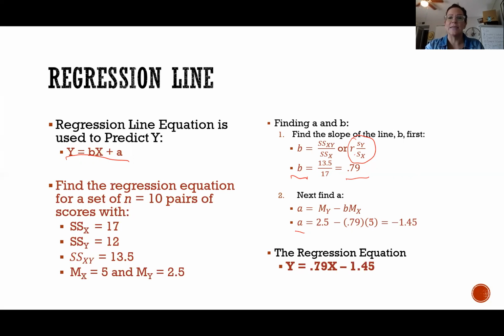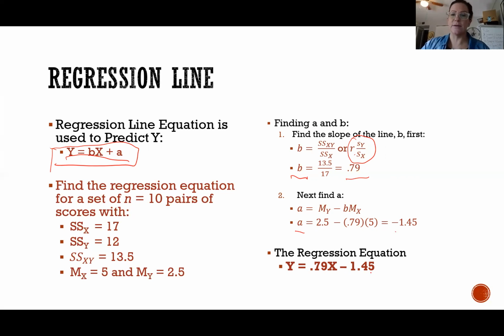Then you use that to get your constant. So it's the mean of y minus the slope times the mean of x. And once you get that, you get negative 1.45. Now, if you remember, the original equation is y equals bx plus a. So if you get a negative, that plus turns into a negative, right? So 0.79x minus 1.45.